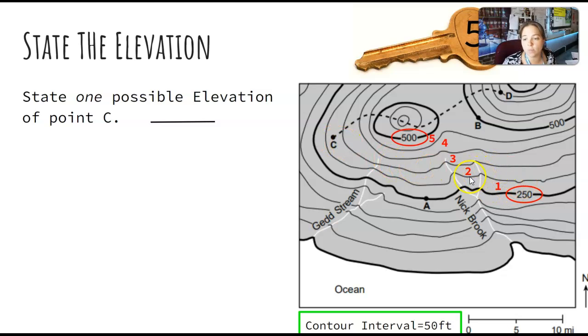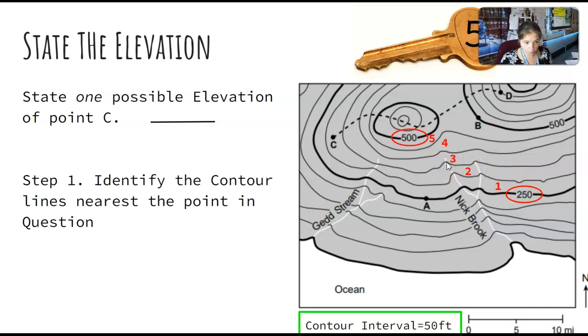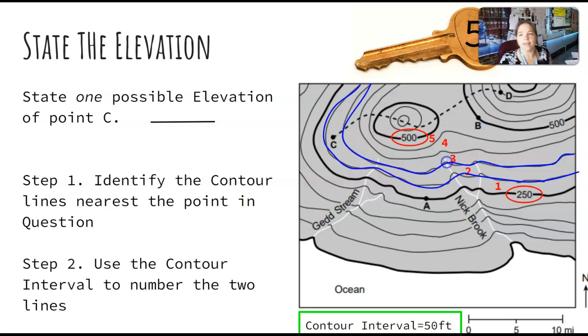So C is in between 2 and 3, so it has to be higher than 2 and less than 3. And if they're by 50s, if this is 250, this has got to be 300, and if this is 300, that's got to be 350. So it's got to be above 300. It can't be 300. So it's got to be at least 301 to right under 350, which is 349. There you go.